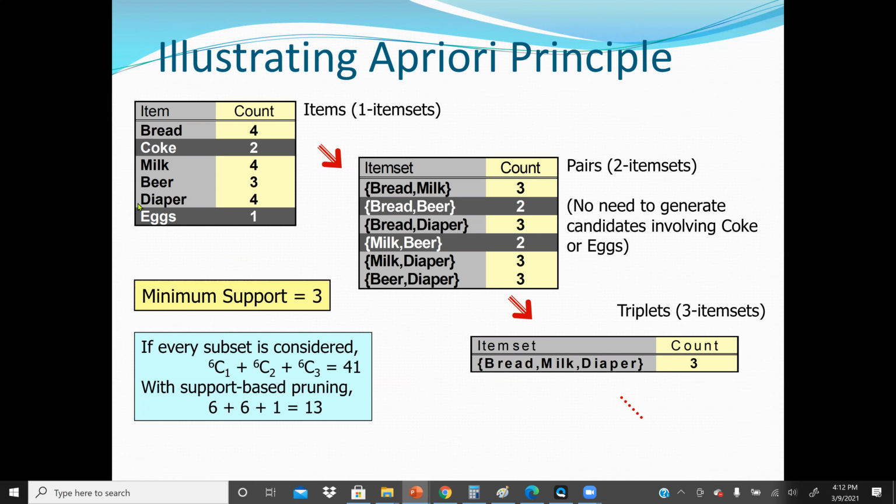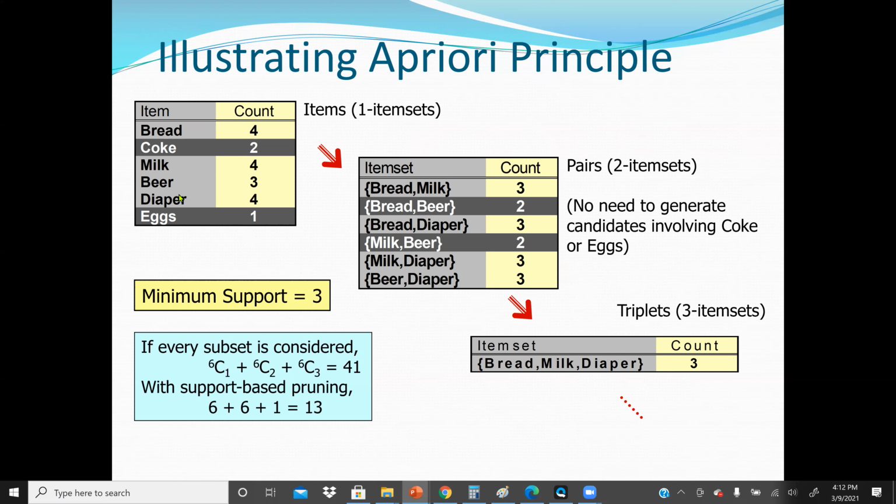Now we look at our database. How many times does bread appear? They will not appear more than 5, because remember we have only 5 transactions. If an item appears in all the transactions, it would be 5. So here we have bread appearing 4 times, in 4 different transactions. Coke is 2, milk is 4, beer is 3, diaper is 4, egg is 1. But our minimum support threshold is 3, which means any item set whose support is less than 3, we are going to remove. So this means Coke and egg will be removed. Now we have 4 items.